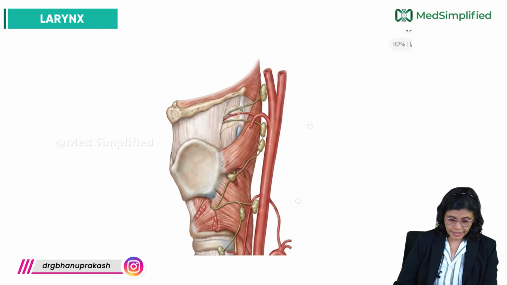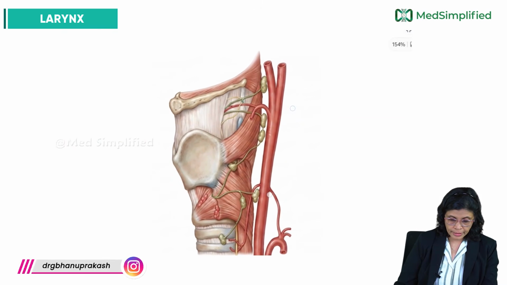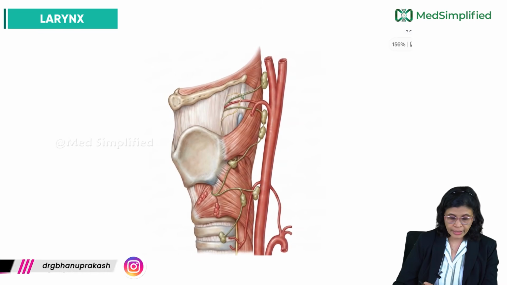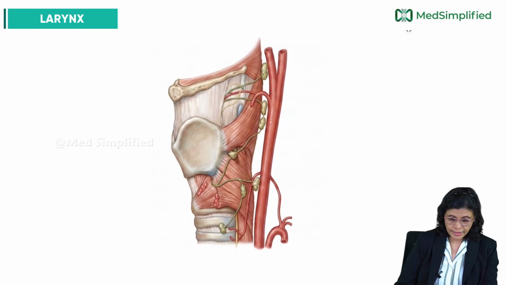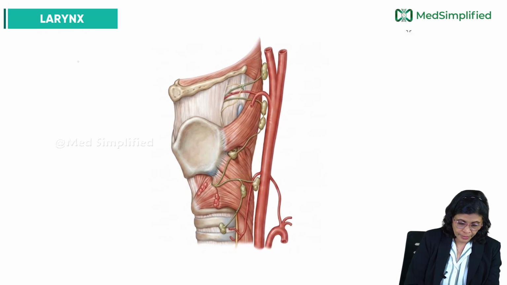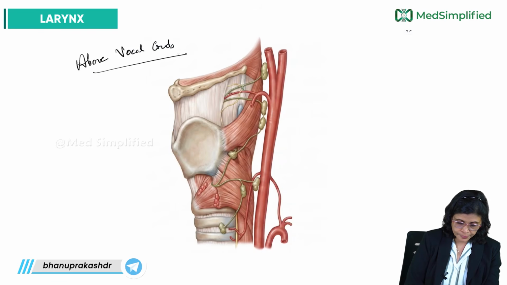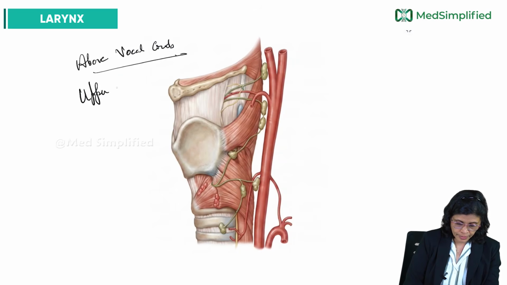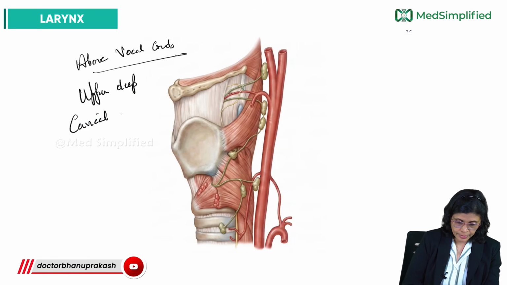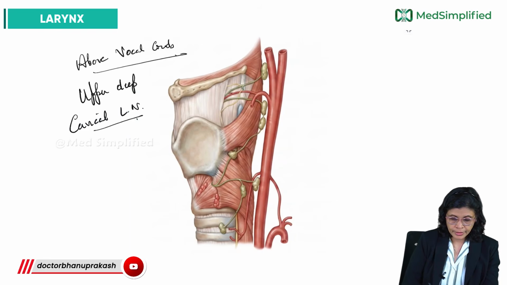So lymphatic drainage, again above the vocal cords, they pierce the thyroid membrane, run along the superior thyroid vessels and drain into the upper deep cervical lymph nodes, into the anterosuperior group of upper deep cervical lymph nodes here.